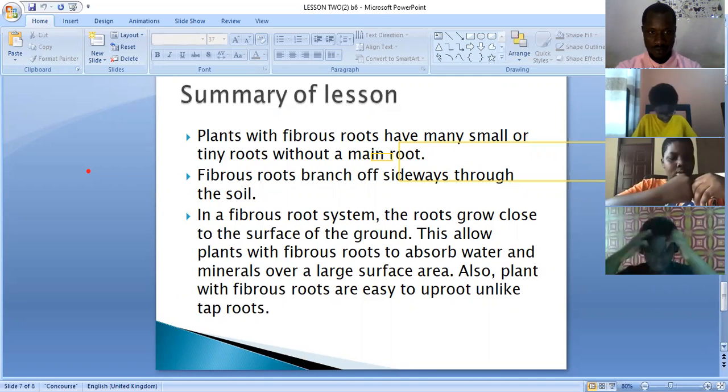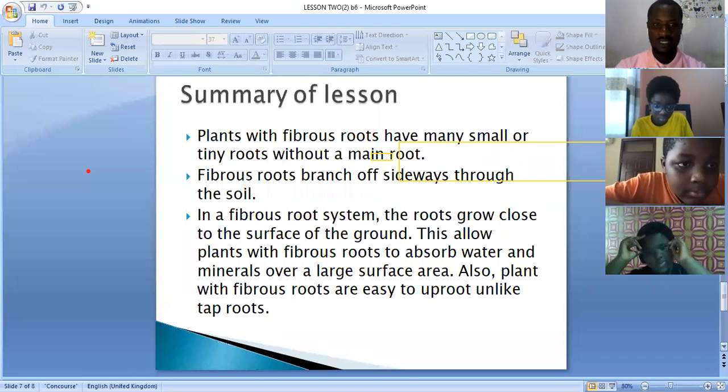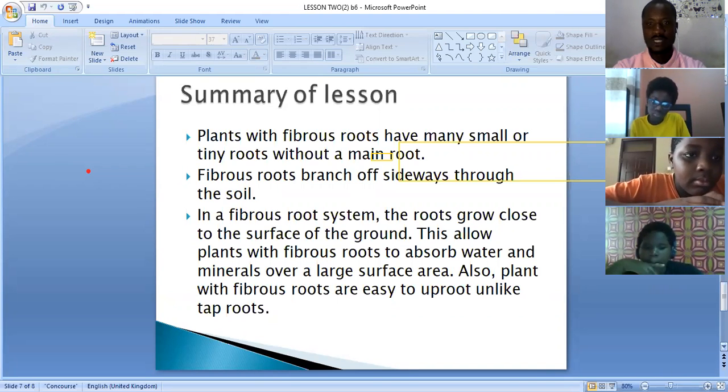In a fibrous root system, the roots grow close to the surface of the ground. This allows plants with fibrous roots to absorb water and minerals over a large surface area. Okay, good. Pause there. A minute, please. So what we just read is that in a fibrous root system, the roots that grow closer to the surface of the ground allow plants with what?